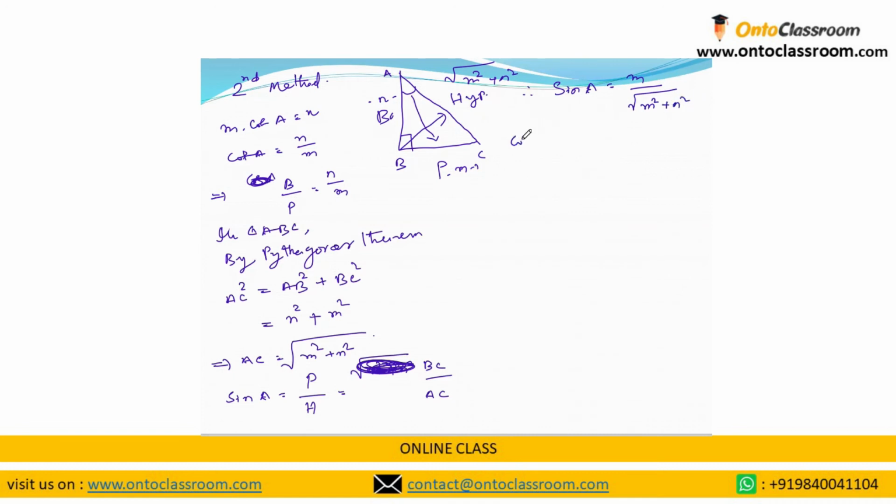Next, in a similar manner, you need cos A. Cos A means base divided by hypotenuse. So base is AB divided by hypotenuse AC. So you are getting AB, which is n, divided by under root m square plus n square.